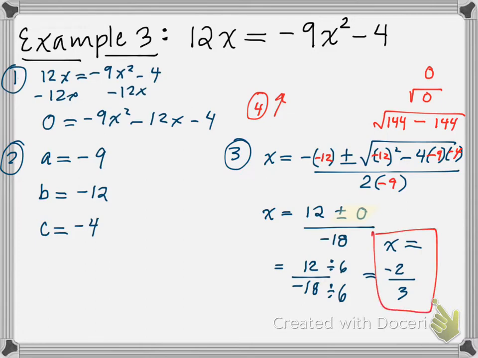Just a quick note, graphically, the idea of there being only one solution would be that there's only one x-intercept at negative 2/3, and that x-intercept is also your axis of symmetry. So we get something like this, where we have our axis of symmetry at negative 2/3, and that is also the solution. All right, guys, we're going to be practicing using the quadratic formula next time in class.